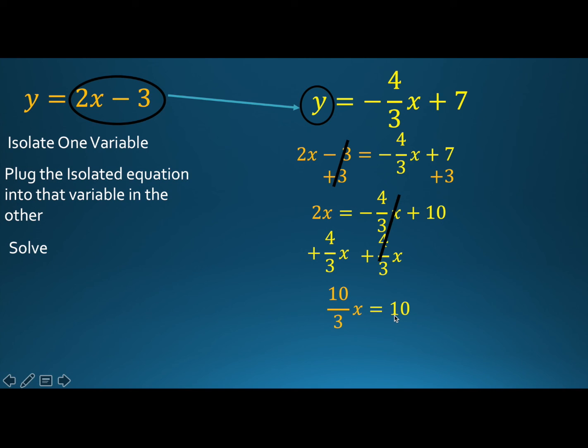The last step is to multiply both sides by the reciprocal, so we can get the x by itself. The reciprocal of 10/3 is 3/10. These two cancel out. When we simplify, we get x equals 3. This is the x-coordinate of the intersection point.